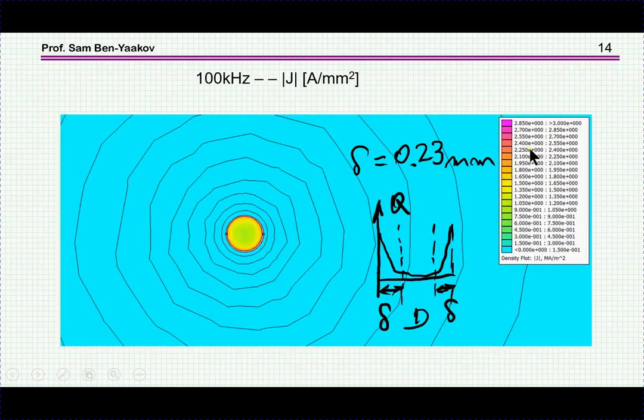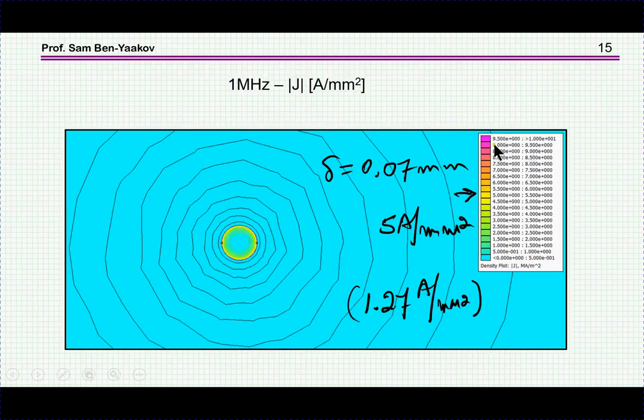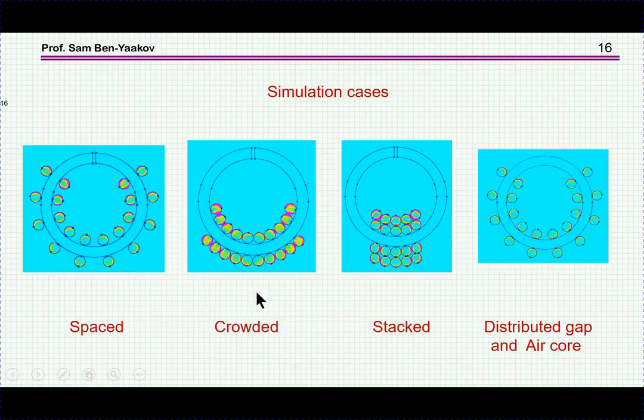The scale here is different from the scale here. On this one the maximum is 2.85 amp per millimeter square, and here it's 9.5. So it's not the same colors, because the color scale is not the same in the two cases. So this is now the skin effect, and now moving to the proximity effect situation and different types of cores.